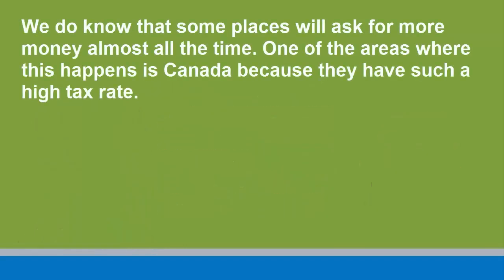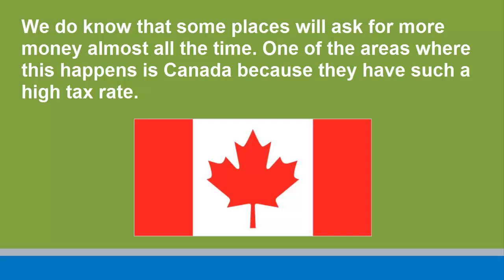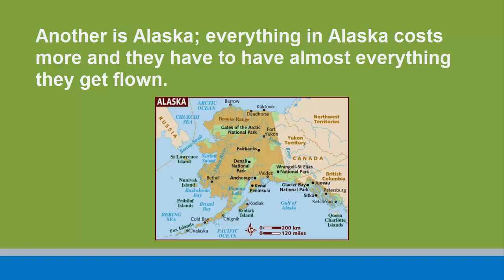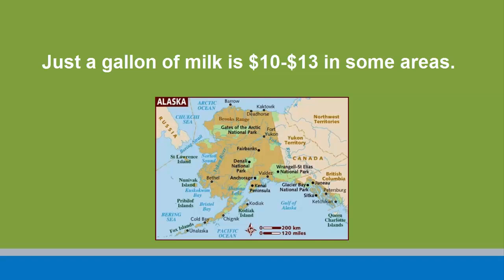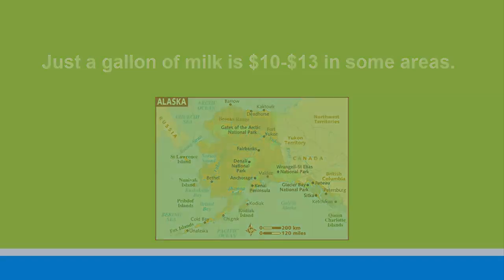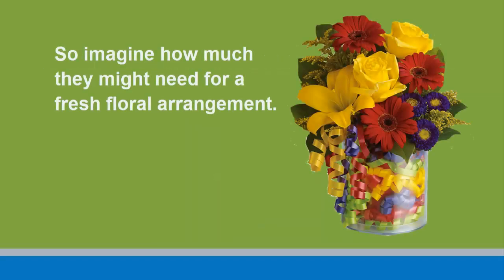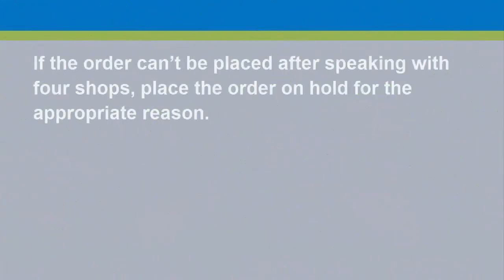We do know that some places will ask for more money almost all of the time. One of the areas where this happens is Canada, because they have such a higher tax rate. Another is Alaska. Everything in Alaska costs more, and they have to have almost anything they get flown in. Consider this, just a gallon of milk is $10 to $13 in some areas. So imagine how much they might need for a fresh floral arrangement. If the order can't be placed after speaking with 4 shops, place the order on hold for the appropriate reason.